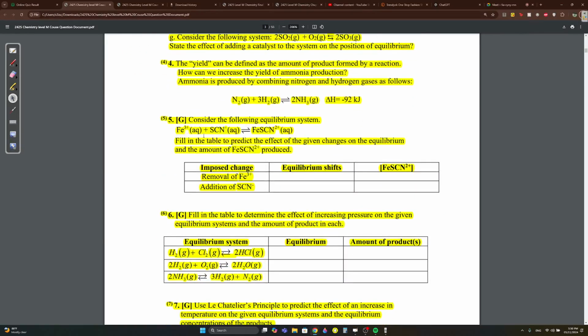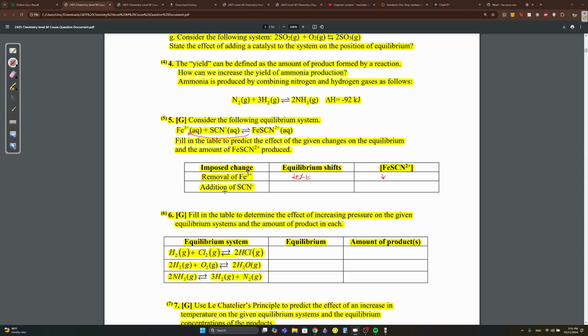Here, Fe3+ plus SCN- gives FeSCN2+, or whatever. What would happen if you removed Fe? If you removed Fe, the equilibrium will shift. Obviously, it will want to increase Fe, so it's going to move to the left to increase Fe. And what will happen to FeSCN? It's going to decrease because you're going to the left.